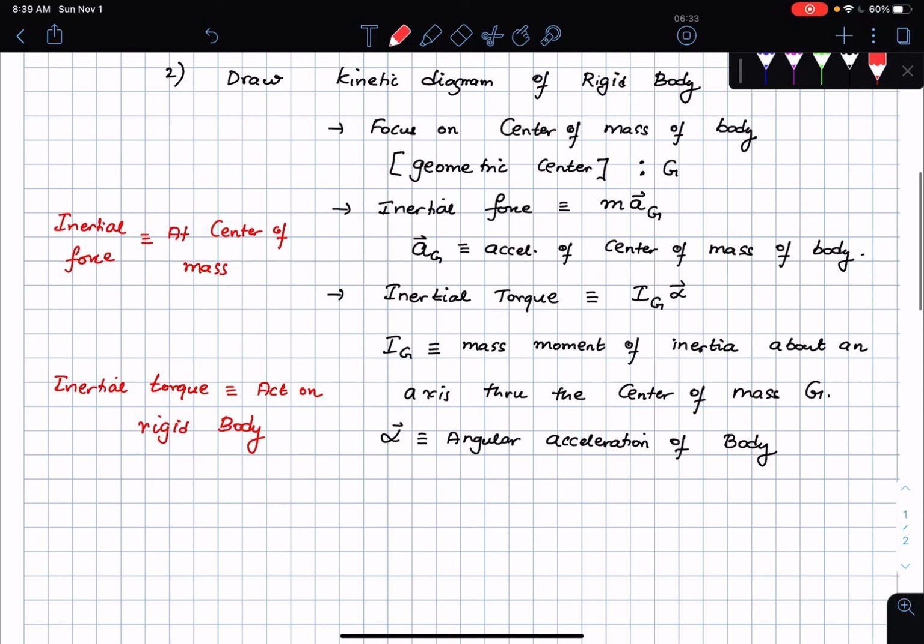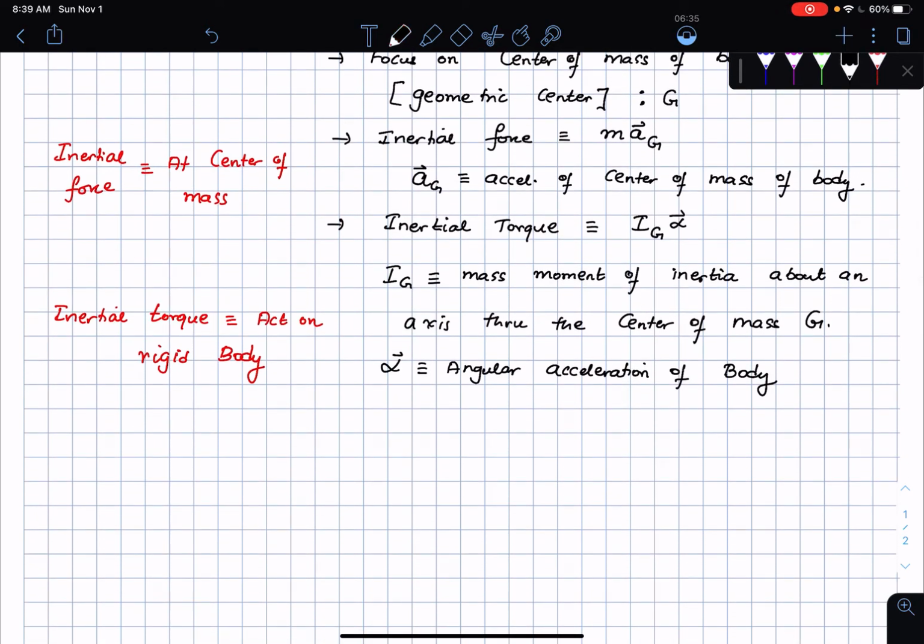Okay, and in a sense, the inertial force is a resistance to translational motion. Inertial torque, you can think of it as a resistance to rotational motion. Okay, so inertial force you can think of as the resistance of the body to translation.